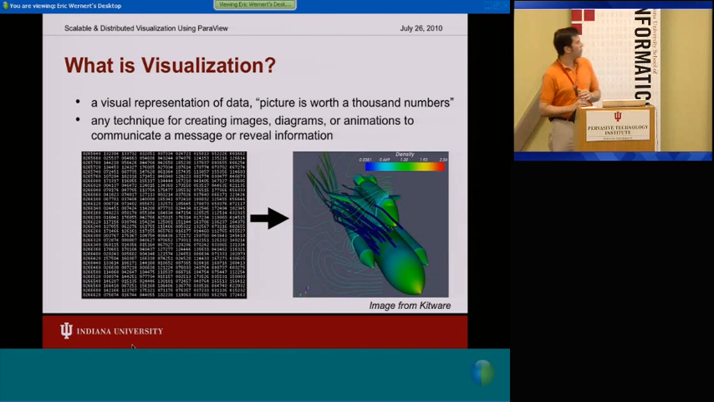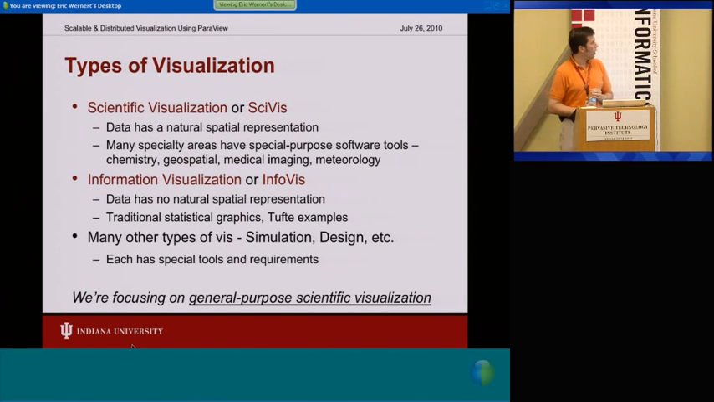So basically, what is visualization? As you all know, it's a visual representation of data. A picture's worth 1,000 words, so a good visualization is worth 1,000, or let's say 100,000 numbers. And there are definitions for anything. Broadly beyond that, it's any technique for creating images, diagrams, or animations to reveal information or to communicate a message. In the field, we make some distinctions; the main one is between scientific visualization, sometimes called sci-viz, and information visualization, sometimes called info-viz.